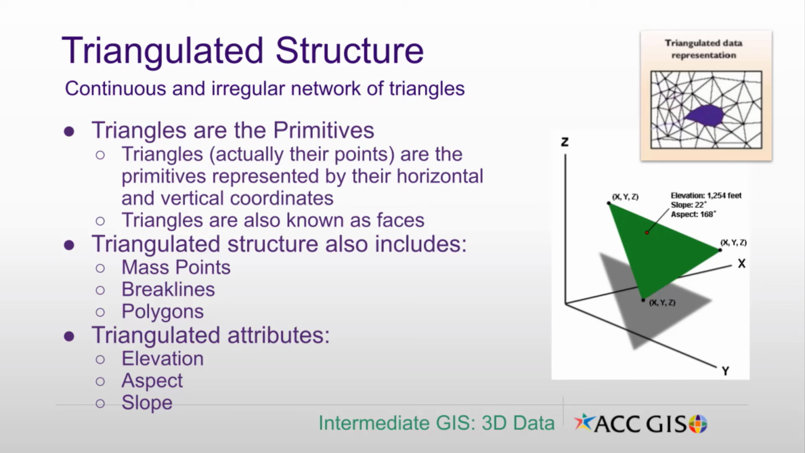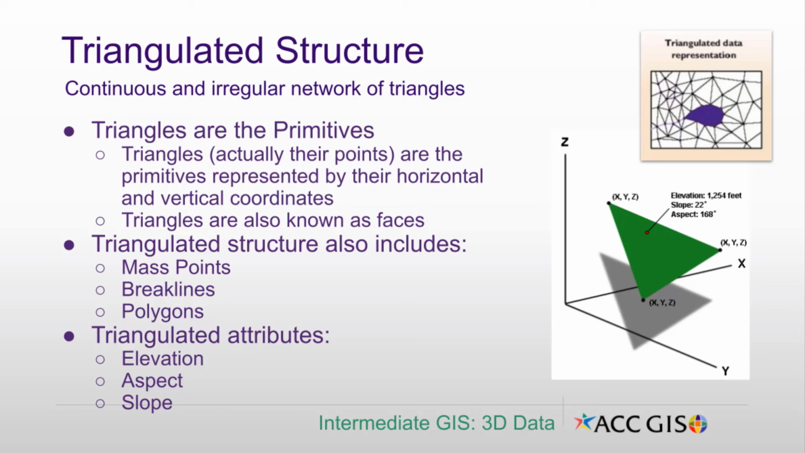Triangles are the primitives. Actually, technically, it's the points that make up the triangles because they store the horizontal and vertical coordinates. And so each 3 points are connected by 3 lines that make up a triangle, or what we call a face. And if you look at the image on your right, you can see I have that same X, Y, and Z axis, but this time I'm representing the triangle or the primitive of triangulated data. And so the X, Y, and Z is stored in the 3 nodes of the triangle, and then they are connected by lines that together make the triangle or the face that is plotted in 3 dimensions.